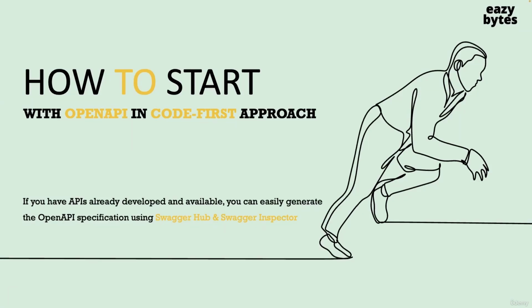Bye. Like we were discussing in the previous lecture, let's get started with the OpenAPI specification by taking the code first approach as the current scenario. For the same, we just have to explore the tools of Swagger, which are Swagger Hub and Swagger Inspector. So let's jump into the Swagger website quickly.